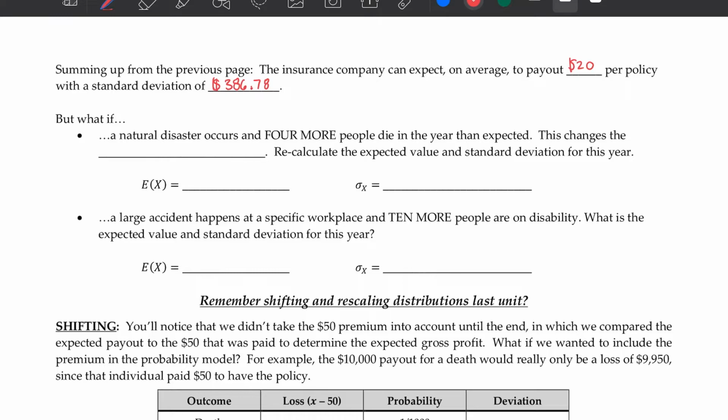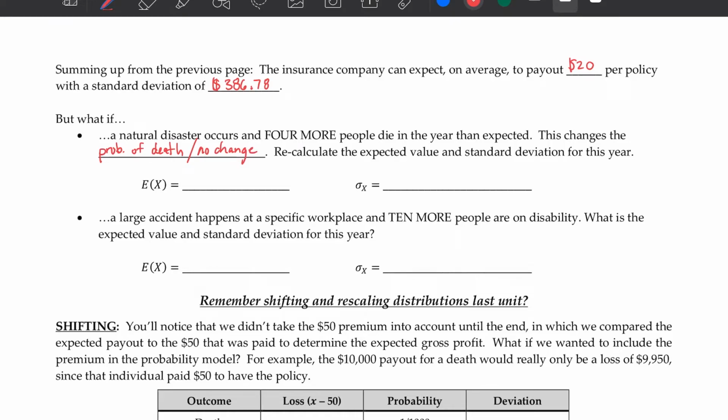So to get us thinking about how these values can change and shift by quite a bit with just minute changes, let's look at 2 examples. So what if there was a natural disaster and 4 more people died that year than was expected, okay? So first off, what's that going to change? Think about it for a quick moment. So that's going to change the probability of death as well as no change. Those go hand in hand.